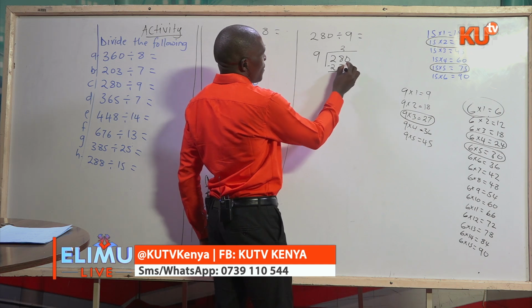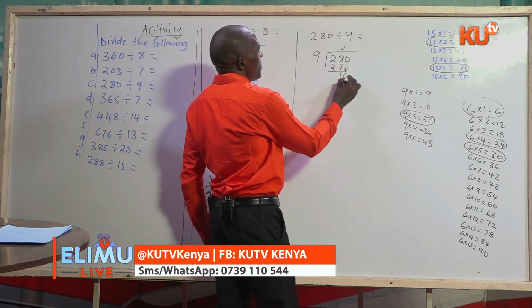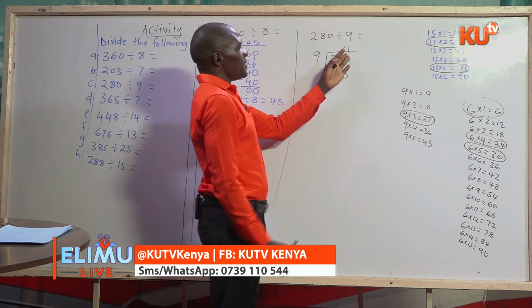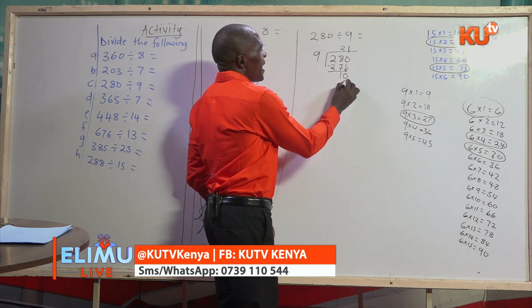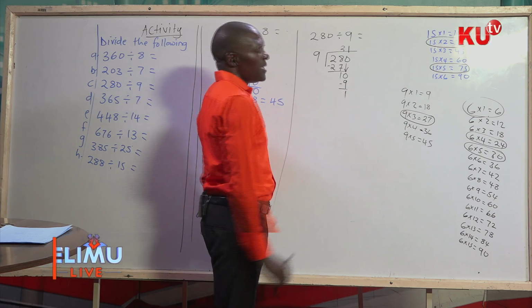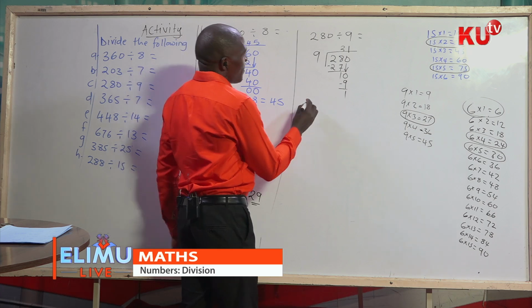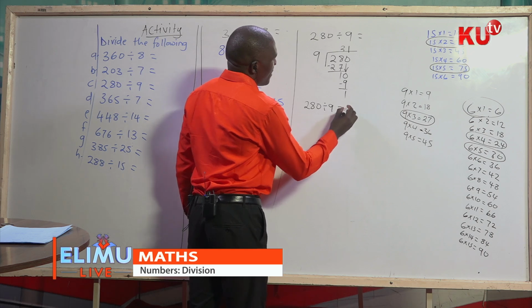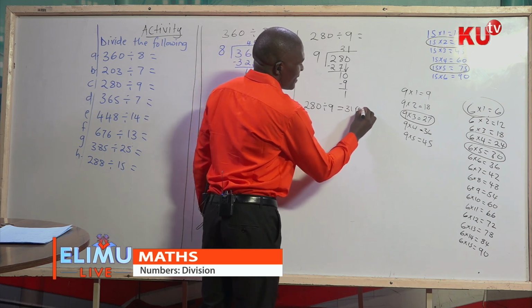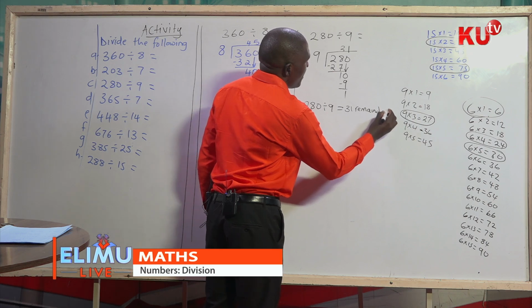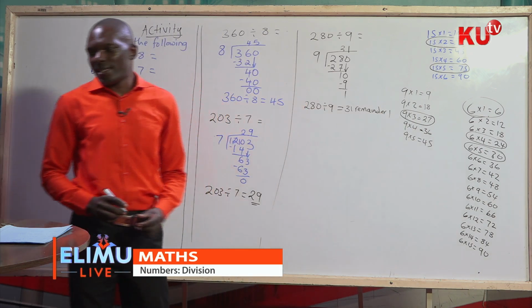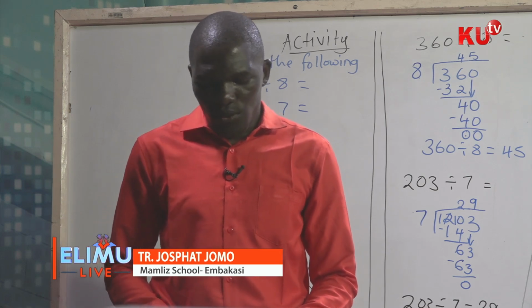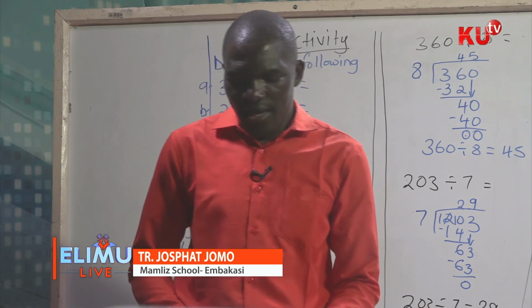2 minus 2, 0. Drop this 0, it will become 10. 9 into 10, this is 1. Write 1 on top of 0. Multiply 1 times 9 to give you 9. And then if you subtract, your answer will be 1. So our answer becomes that when you divide 280 by 9, it will give you 31 remainder 1. And that is what you are supposed to do with the rest of the sums.